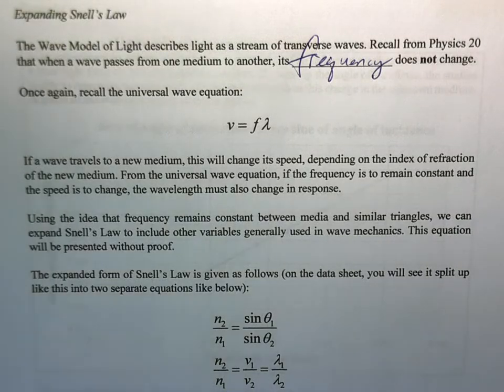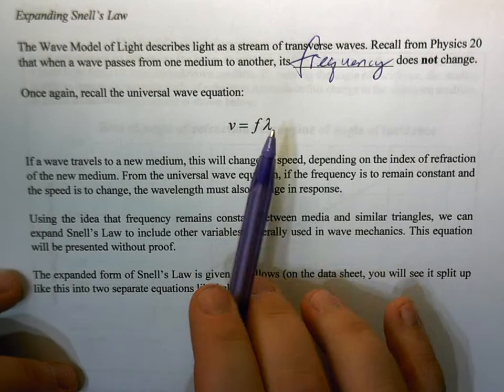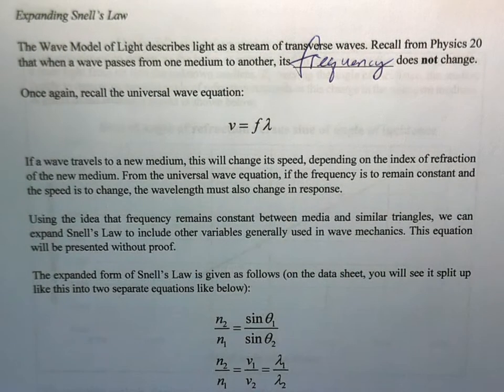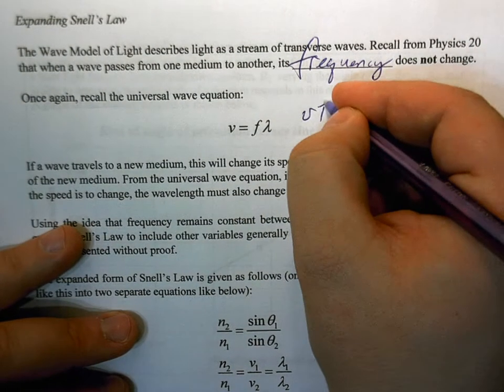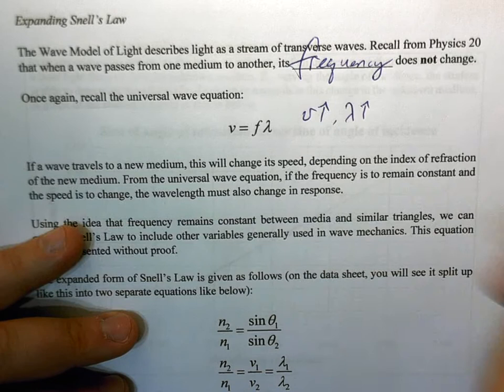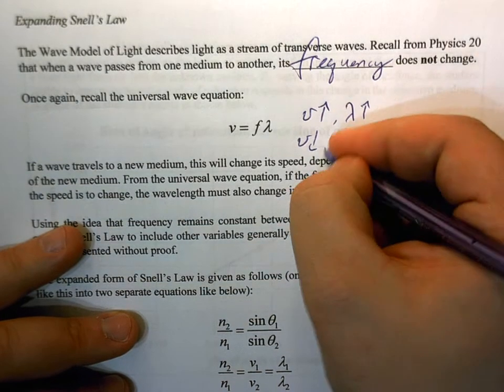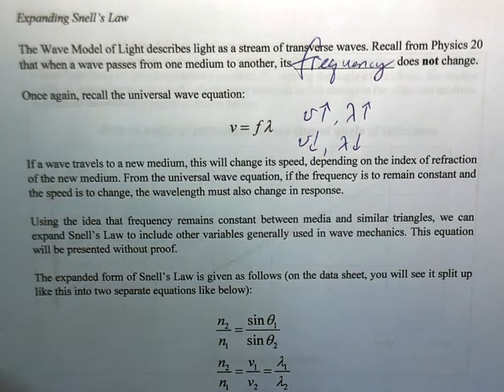So kind of going back to our universal wave equation, if we have v equals f lambda, well, if the frequency stays constant, that means v and lambda have to change kind of in step with one another. So for example, if v goes up, wavelength goes up. Speed goes down, wavelength is going to go down. So this is an idea that we want to use when we're looking at Snell's law.